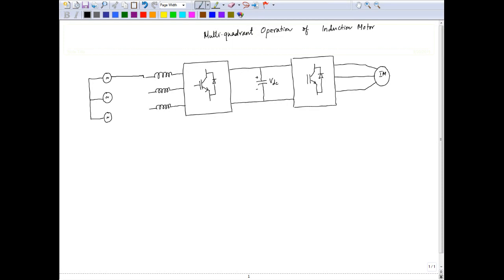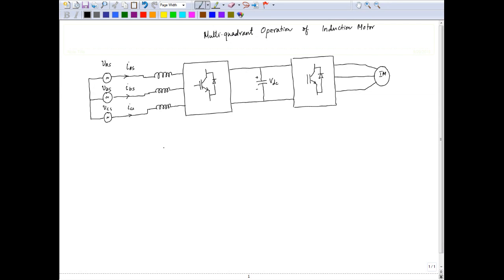So these are the connections for this. We have the three-phase grid in the input side, and the phase voltage of the grid is, let's say, VAS, VBS, and VCS. And the input current of the grids are IAS, IBS, and ICS. This IAS, IBS, and ICS are not the stator current. These are the input current of the grid.